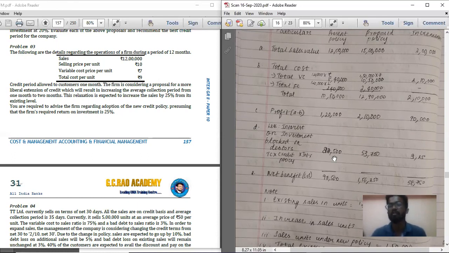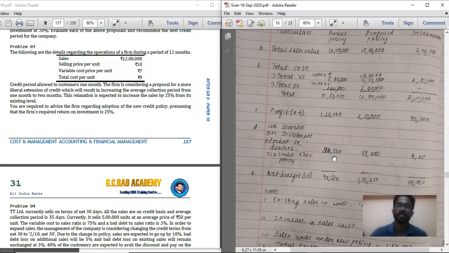That is 53,750. Take it down. So what is the incremental interest on investment blocked in debtors? What is the incremental cost? B minus A, capital B minus capital A. 53,750 minus 22,500. So incremental interest on investment blocked in debtors is 31,250. In respect of incremental, last column, record 31,250. So with this, we have calculated interest on investment blocked in debtors.